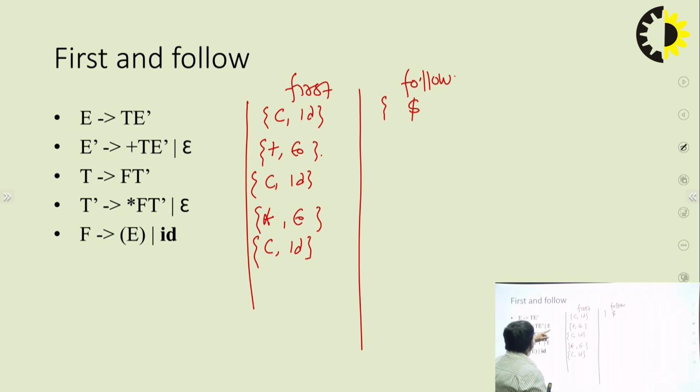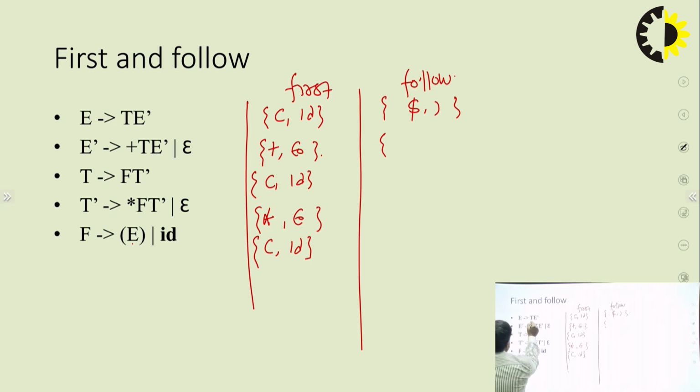Now we search E on the right side of the production. Where is E? I think in no production, no, here is an E. So E is followed by the close bracket. Any other production, no, then the follow of E is equal to dollar and close bracket. Now we compute the follow of E dash. The follow of E dash, similarly we search E dash on the right side of the production. Where is it? Here it is.